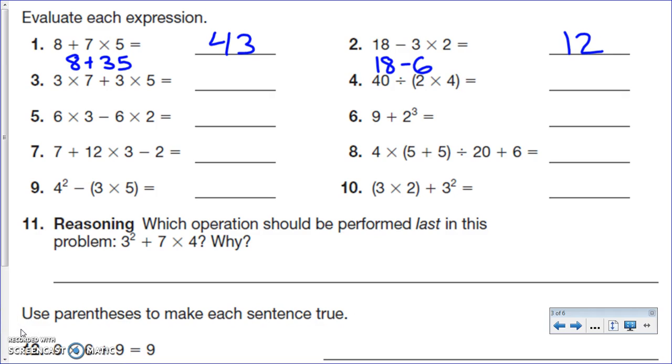Make sure as we go through all of these problems that you copy the work down below as well so you can see all the steps to get to our answer. For 3, we have 3 times 7 plus 3 times 5. So we know multiplication comes before addition. So 3 times 7 is 21, and 3 times 5 is 15. Now we can add the 21 and the 15, which gets us 36.